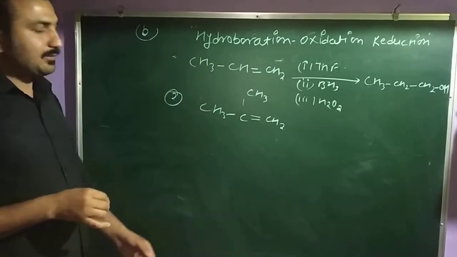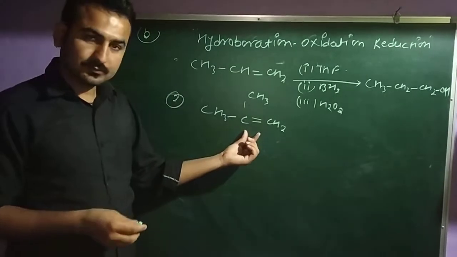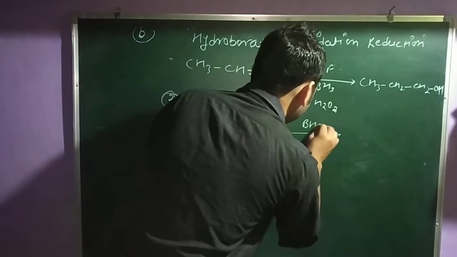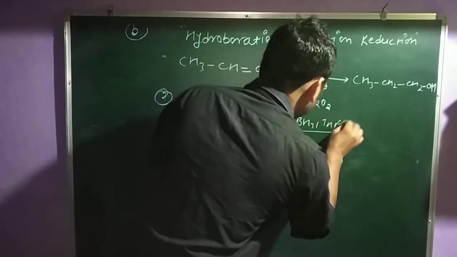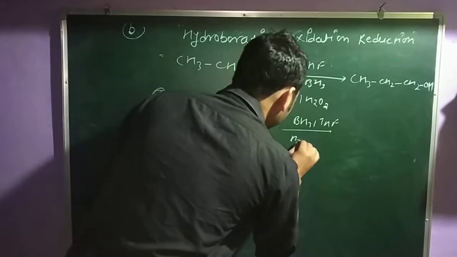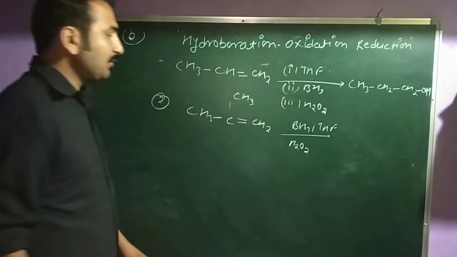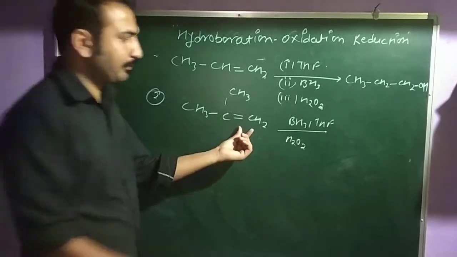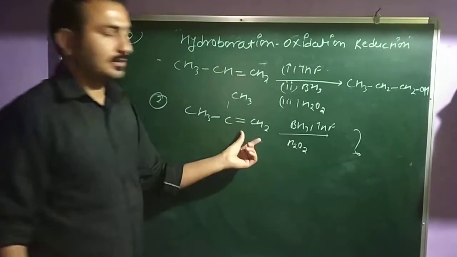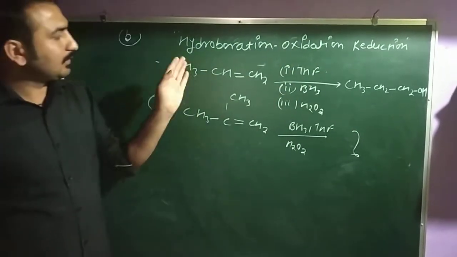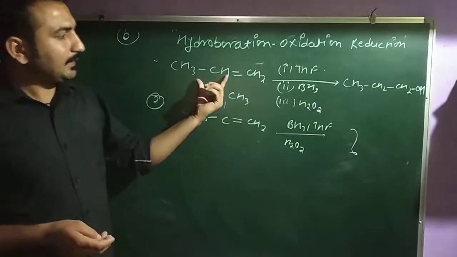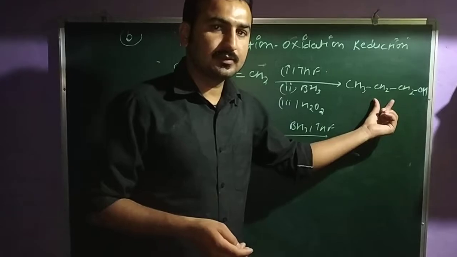Suppose this one you have the reactant. Again it undergoes BH3, THF, and again you have the H2O2. So the product will be in this manner. So let's discuss the Markovnikov or anti-Markovnikov. You have the reactant and you are giving the product.